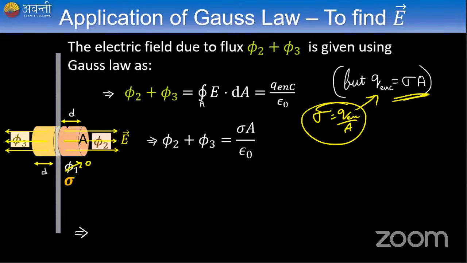There was no electric field here, so my phi1 was equal to 0. But my phi2 and phi3 were not equal to 0, and they are both of equal magnitude. What is my phi2, guys? Phi2 alone will be sigma times A by 2 epsilon. Why? Does anyone answer? Why is my phi2 equal to sigma A by 2 epsilon, and why is my phi3 equal to sigma A by 2 epsilon? Can someone answer this? Try.